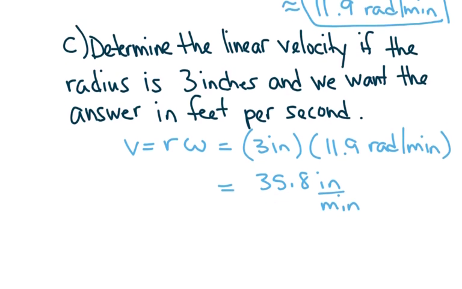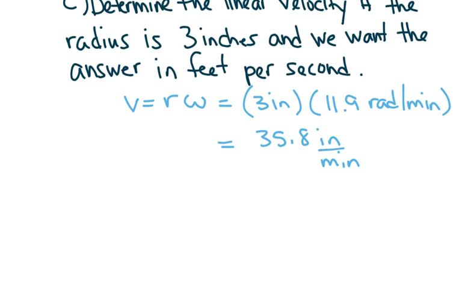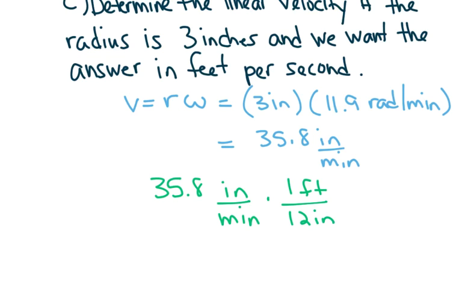But I don't want the answer in inches per minute. I want the answer in feet per second. So we're going to do dimensional analysis, just like we did in chemistry. In order to change inches into feet, I'm going to change this to 1 foot is 12 inches, so that inches cancel. And then I need to get rid of minutes in the denominator and make it seconds. There are 60 seconds in 1 minute, and that'll make minutes go away.